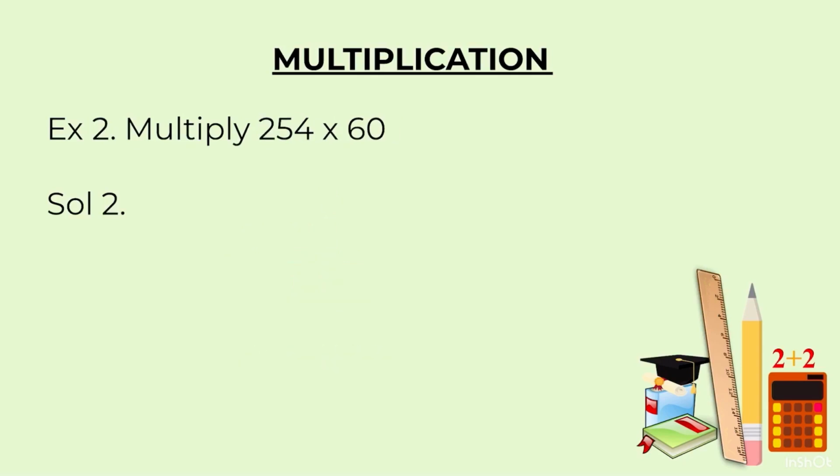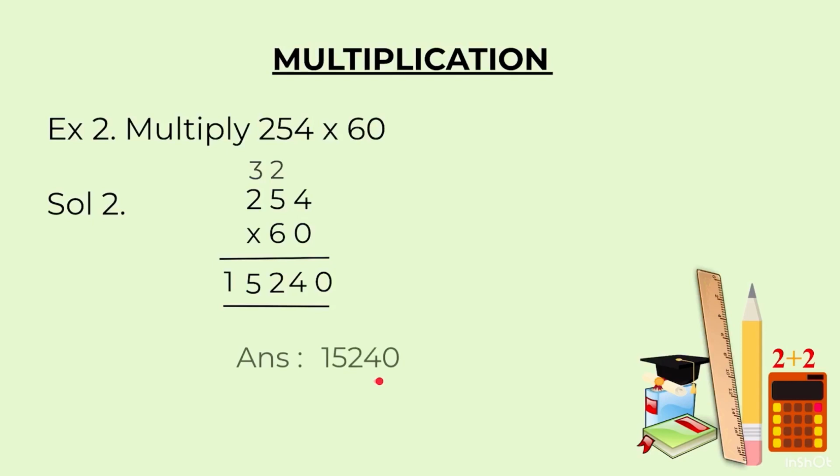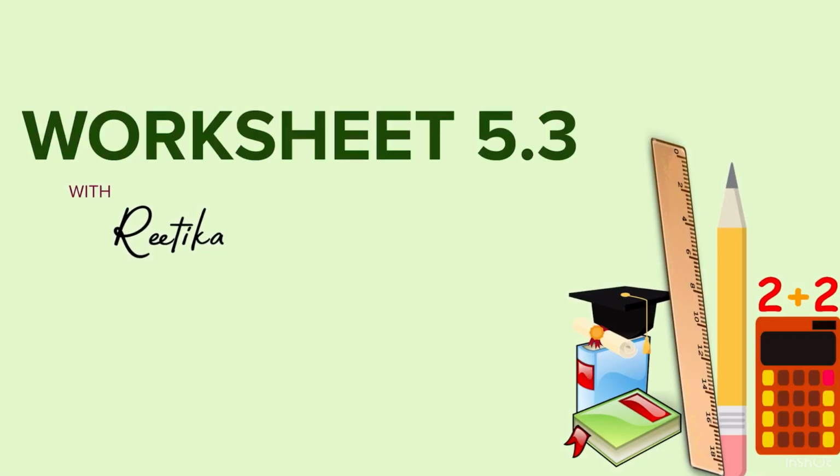Moving on, another example, multiply 254 into 60. You will write them one below the other. There is 1 0, we will just write that 0. Now we will multiply 6 by 4. 6 4s is 24, 2 on top, 4 at the bottom. Then we will multiply 6 with 5. 6 5s is 30 plus the 2 on top, 32. 3 on top, 2 at the bottom. Then we multiply 6 by 2, 6 2s are 12, plus 3, 15. So our answer is 15240.